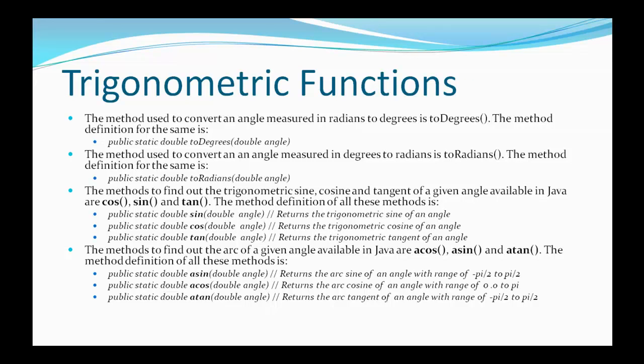This is how argument as angle, and it returns the arc cosine of an angle with a range of 0 to plus pi. Also we have the atan method which returns the arc tangent of an angle with a range of minus pi by 2 to plus pi by 2.